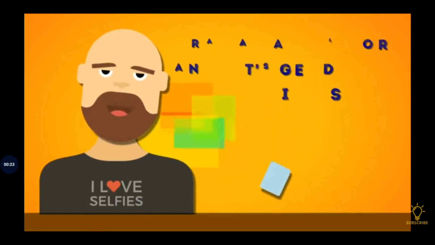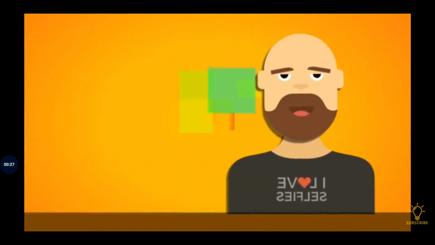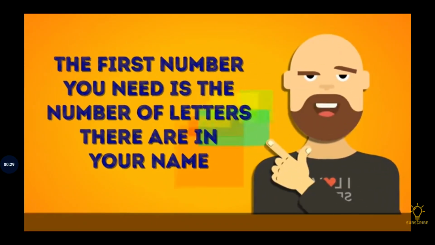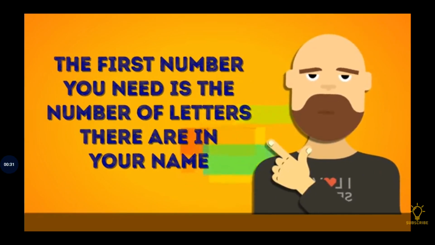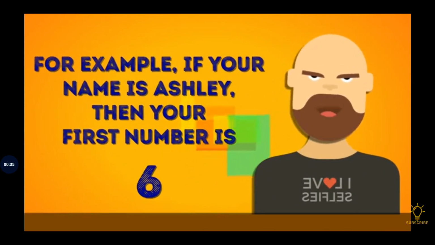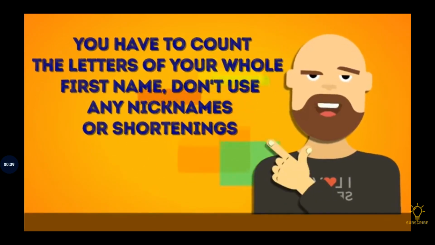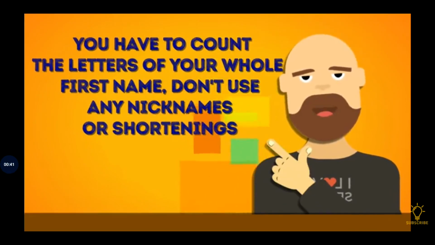Grab a calculator and let's get down to business. Let's start off easy. The first number you need is the number of letters there are in your name. For example, if your name is Ashley, then your first number is 6. You have to count the letters of your whole first name. Don't use any nicknames or shortenings.